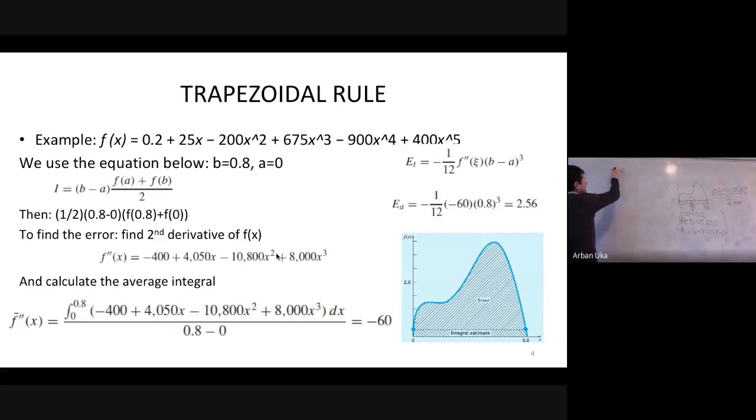So the answer, let's say the integral I, was equal to 0.1728. But the error is approximately 2.56.